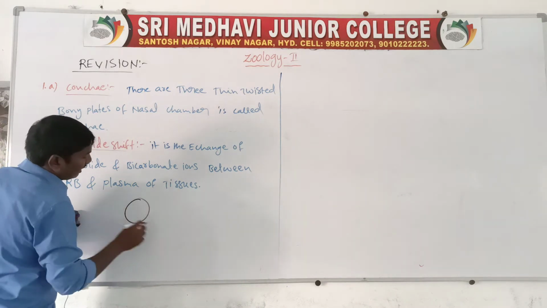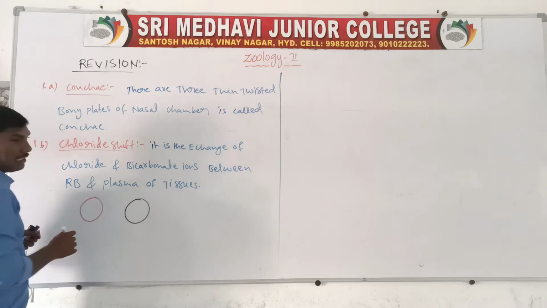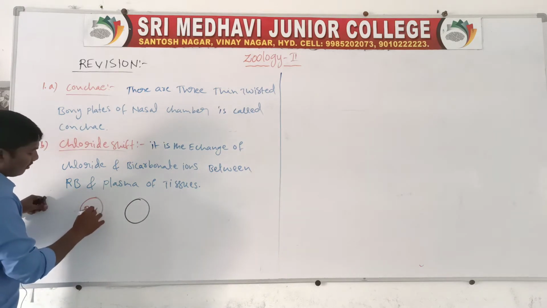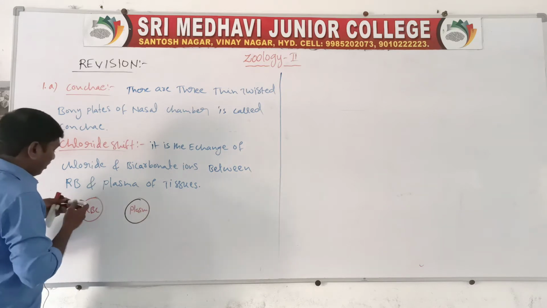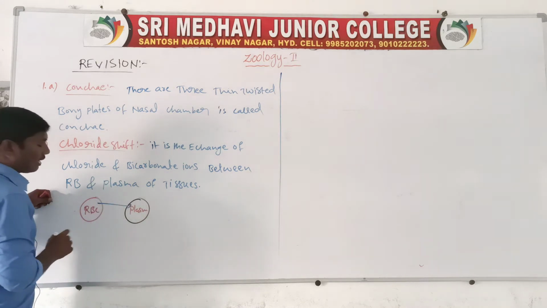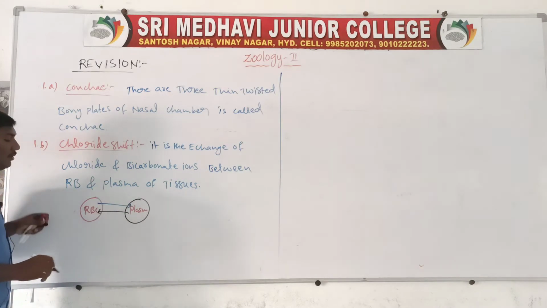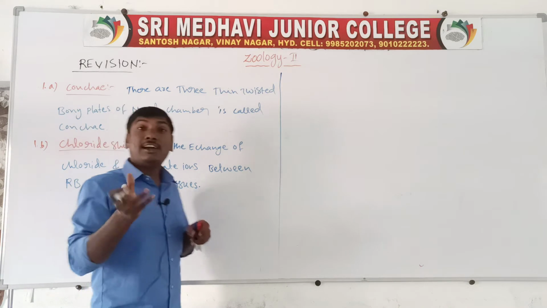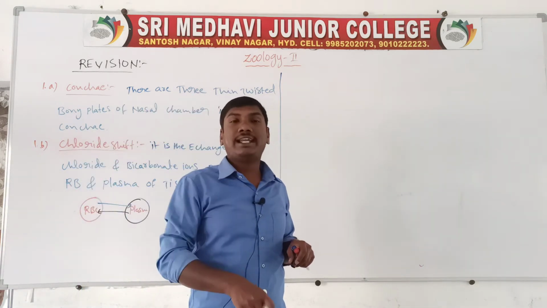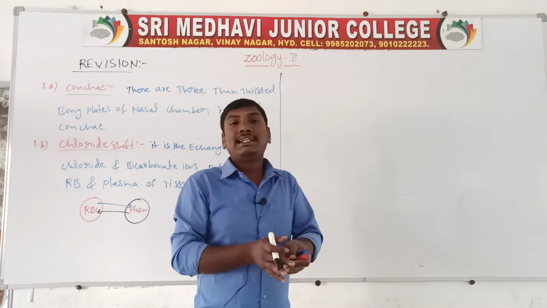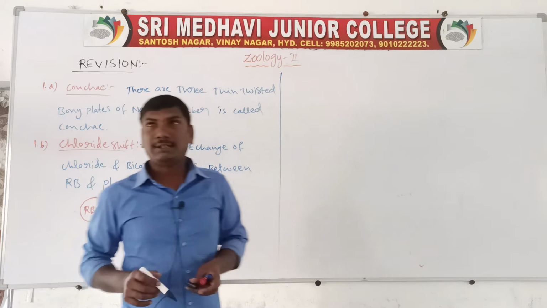For example, these are the RBC and that is the plasma. The chloride ions transfer from the plasma to the RBC, and bicarbonate ions transfer from the RBC to the plasma. So the exchange of chloride and bicarbonate ions between the red blood cells and plasma in the tissues is called chloride shift.